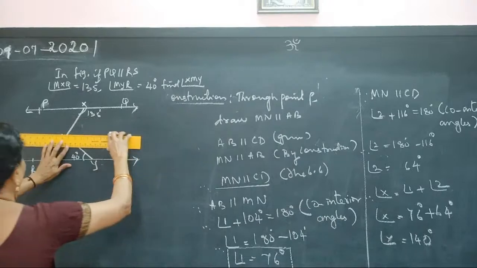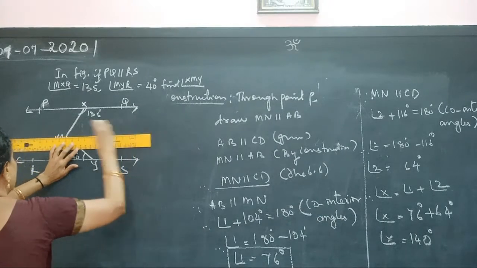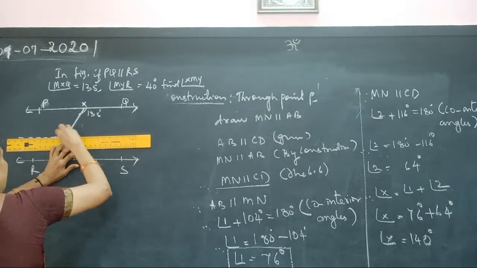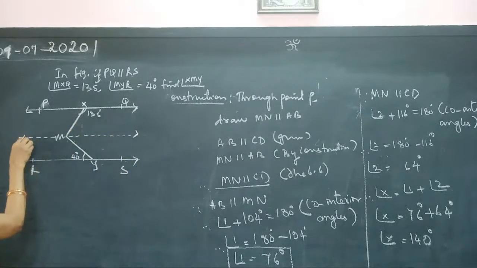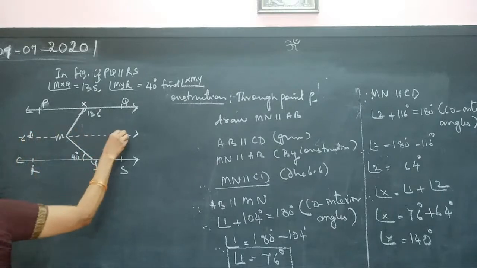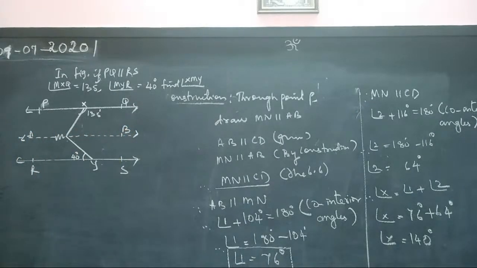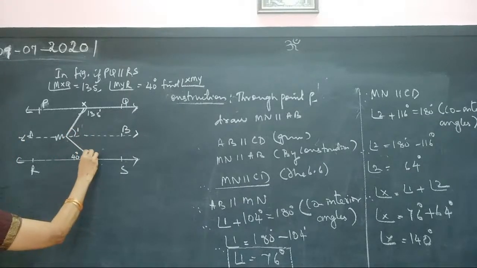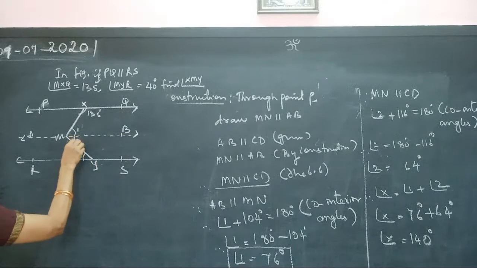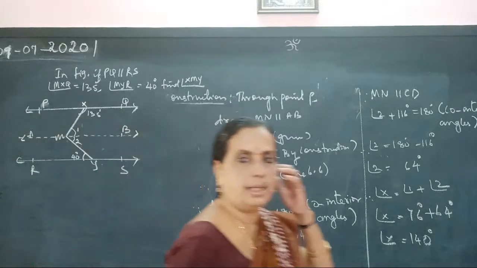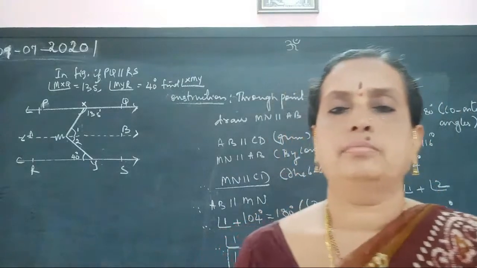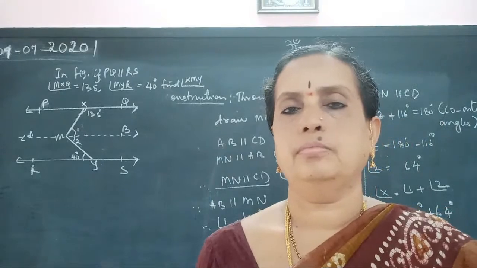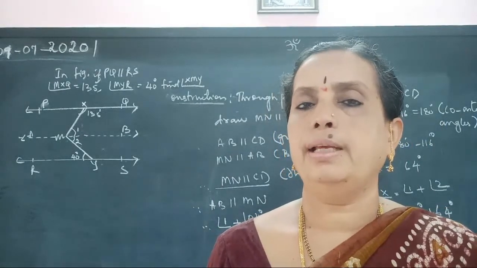For this question also, we require a construction part. Draw a line passing through the point parallel to PQ. I will name this line as AB. And name these angles as angle 1 and this is angle 2. So clearly note down. Clear?